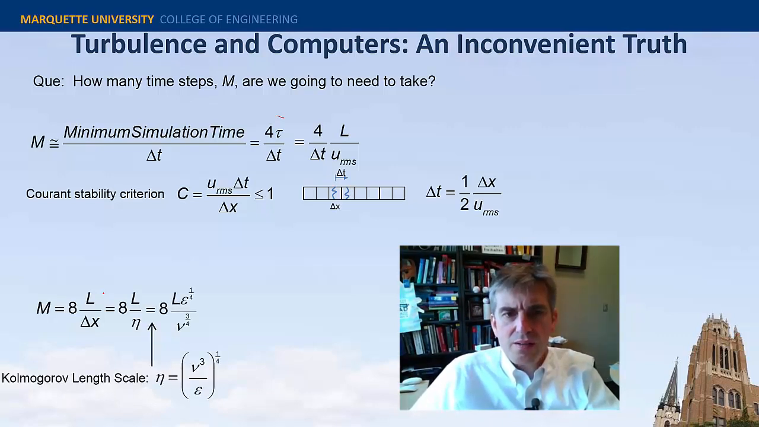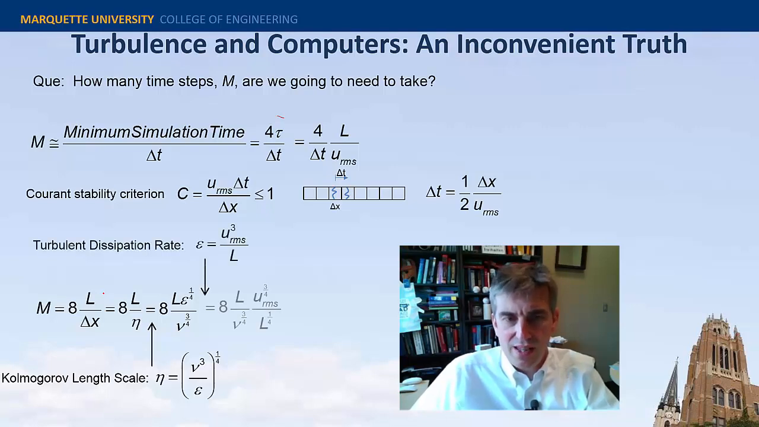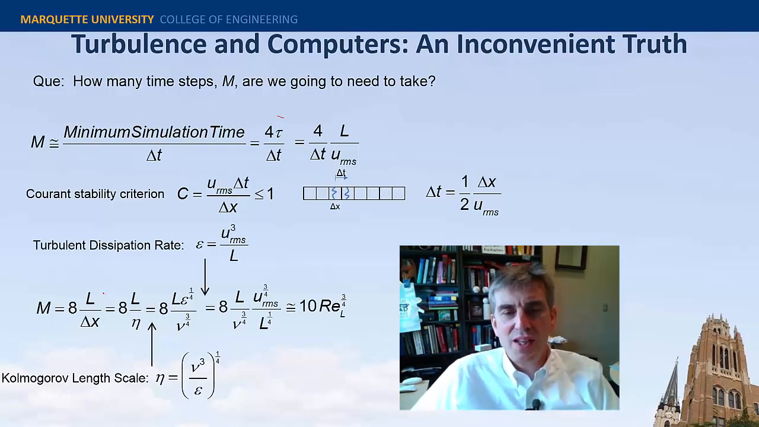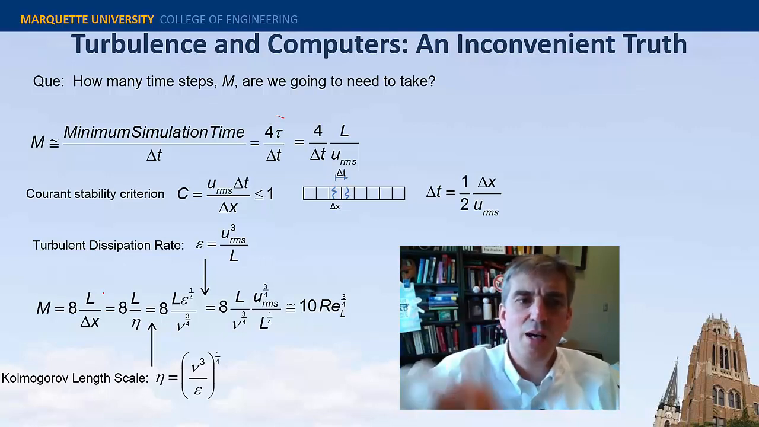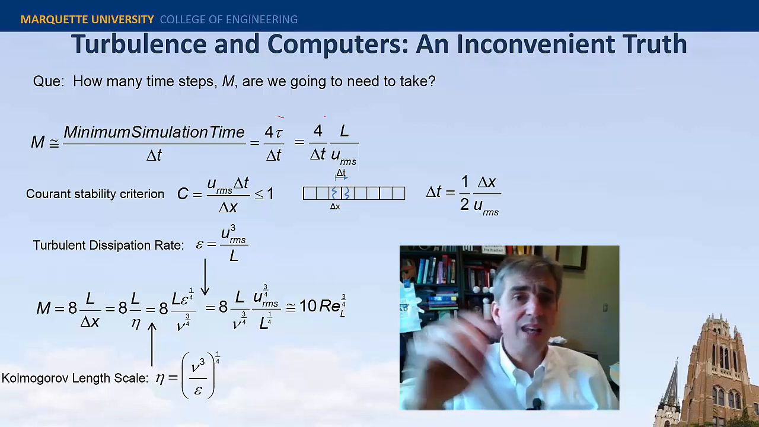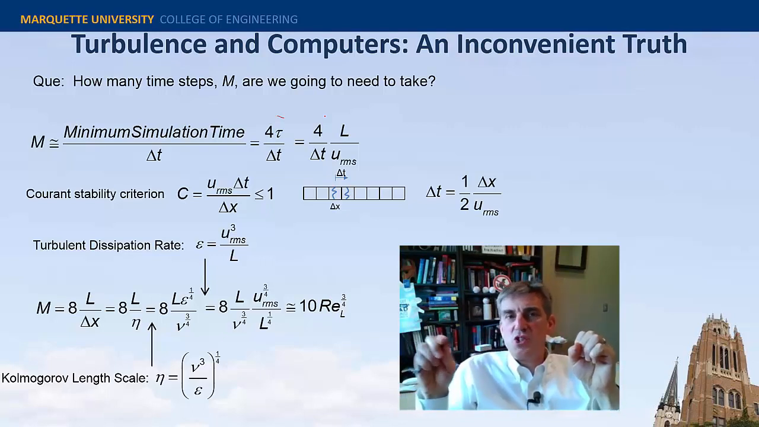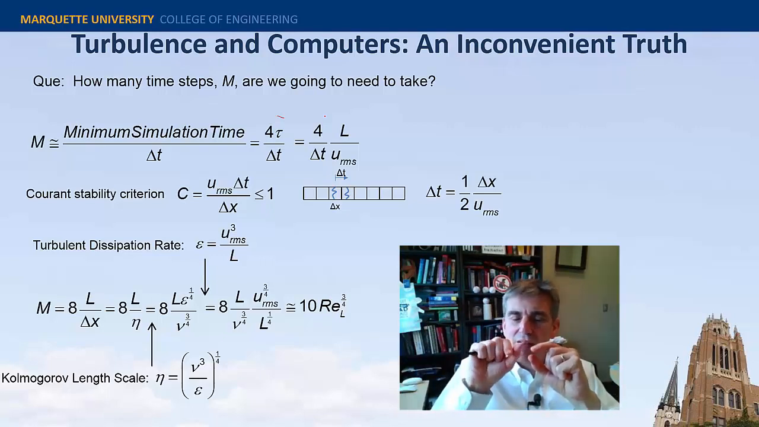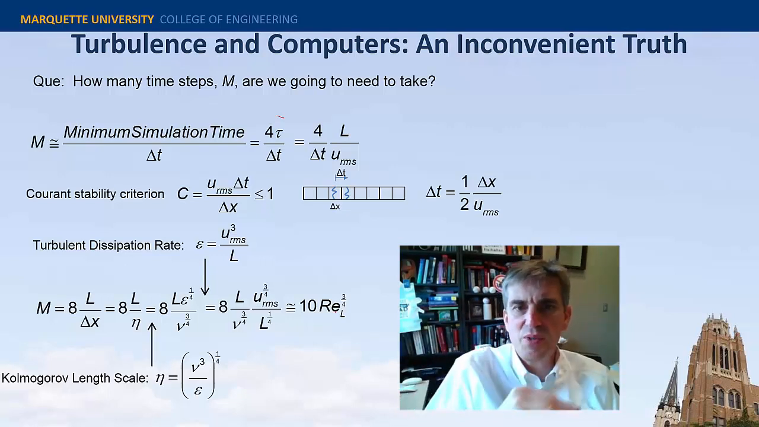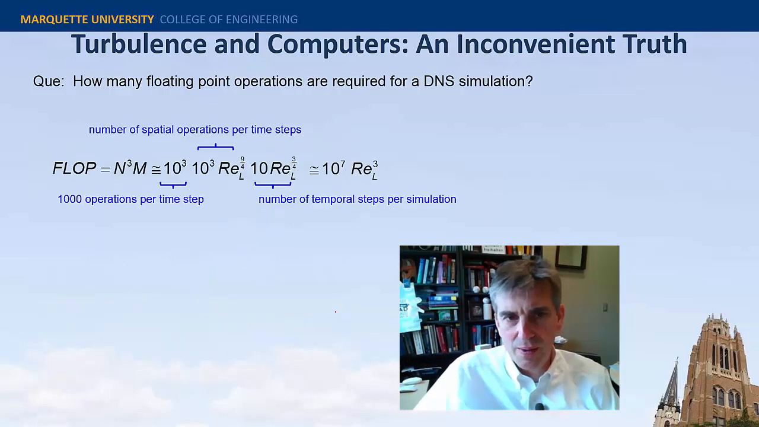So I can put in the Kolmogorov length scale in terms of the viscosity and the dissipation, and then I can put in the dissipation in terms of the large length scales and the characteristic velocity scales, and I see that the number of time steps I'm going to have to take to resolve just not even a full period of a vortex shedding, but just that small period of how fast that little Kolmogorov scale goes around would go like 10 times the Reynolds number to the 3/4 power.